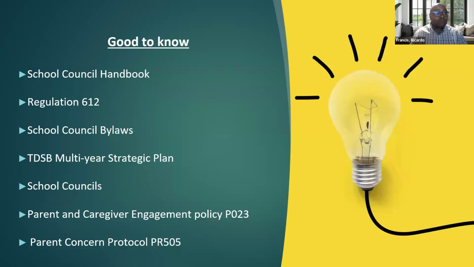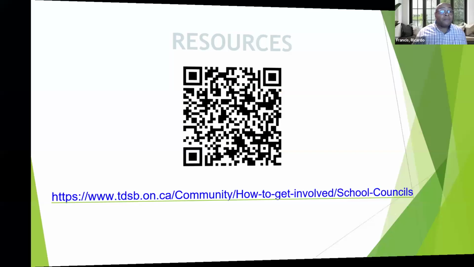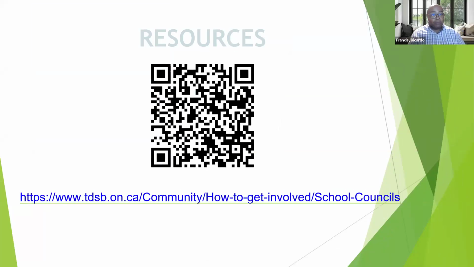And finally, these are some things that we're calling good to know: the school council handbook, Regulation 612, and of course your school council bylaws. In other presentations we speak about what the multi-year strategic plan is, so get to know what it's about. Then there are the parent and caregiver engagement policy and parent concern protocols. All of this information is available to you on our website. If you are unable to scan this QR code, just go to Google, type in TDSB School Council, and our webpage will be available to you.